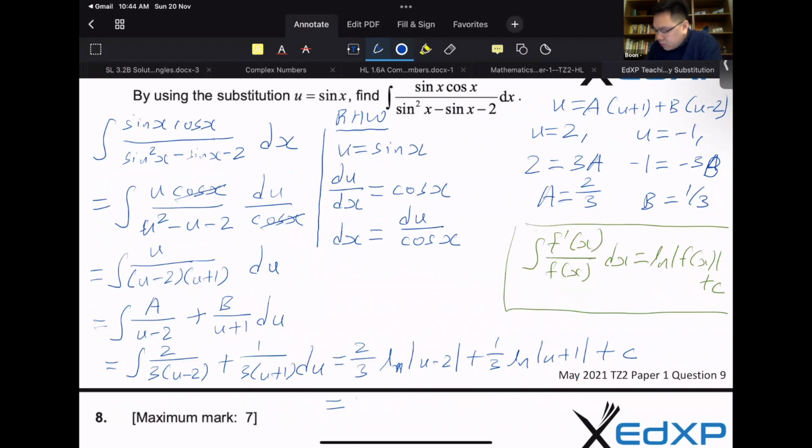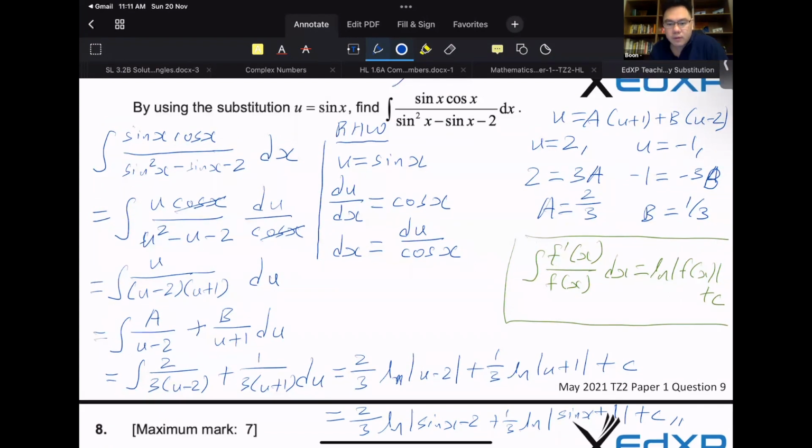With x's. So it'll be 2/3 ln mod sin x minus 2 plus 1/3 ln mod sin x plus 1 plus c. And that is how you do the question. I'll move on to the next example.